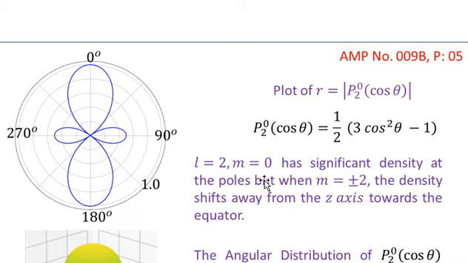So L is equal to 2, M is equal to 0 has a significant density at the poles, but when M is equal to plus minus 2, which we shall be discussing in the next 2 pages, the density shifts from the Z axis towards the equator. So with M is equal to 0, the max density is maximum along the Z direction. And later in the next 2 cases where we are going to discuss M is equal to plus minus 2, you will see that the density will be shifted from the Z axis towards the equator, that is along the XY plane.